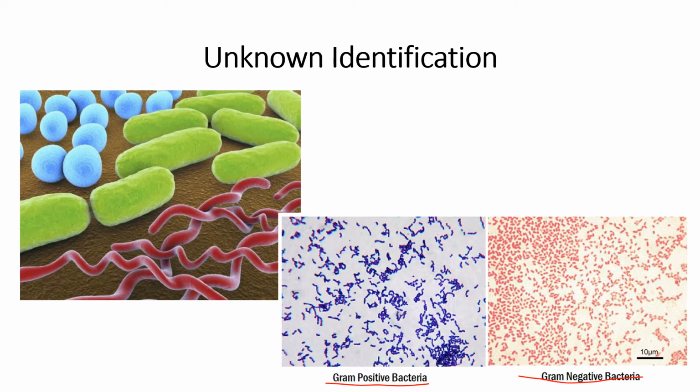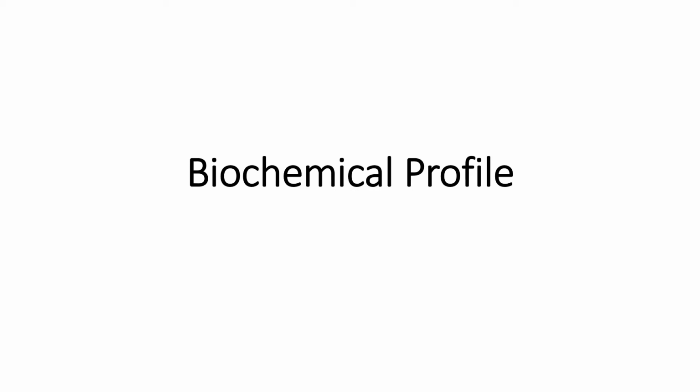But just knowing the shape and gram reaction will not give you a positive identification of your bacteria. In order to identify the exact genus and species name of your unknown bacteria, you need to do a biochemical profile.